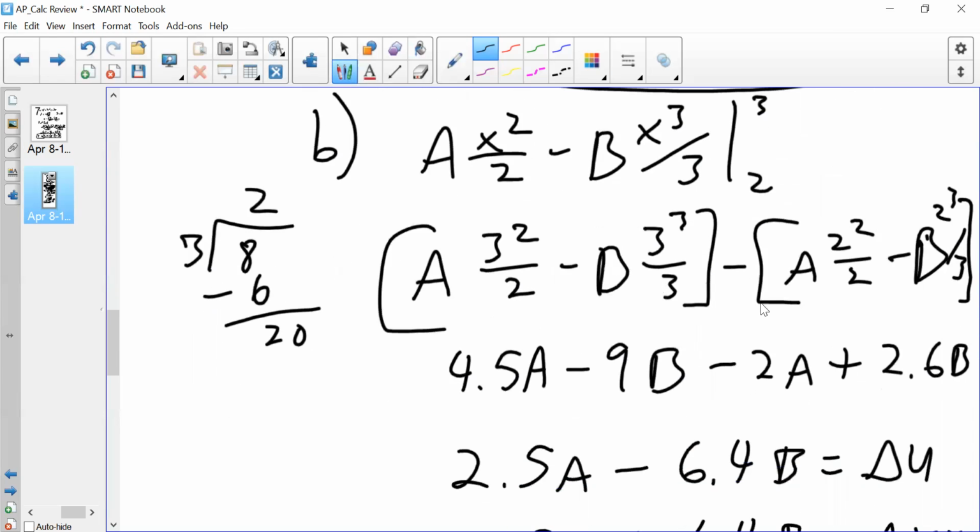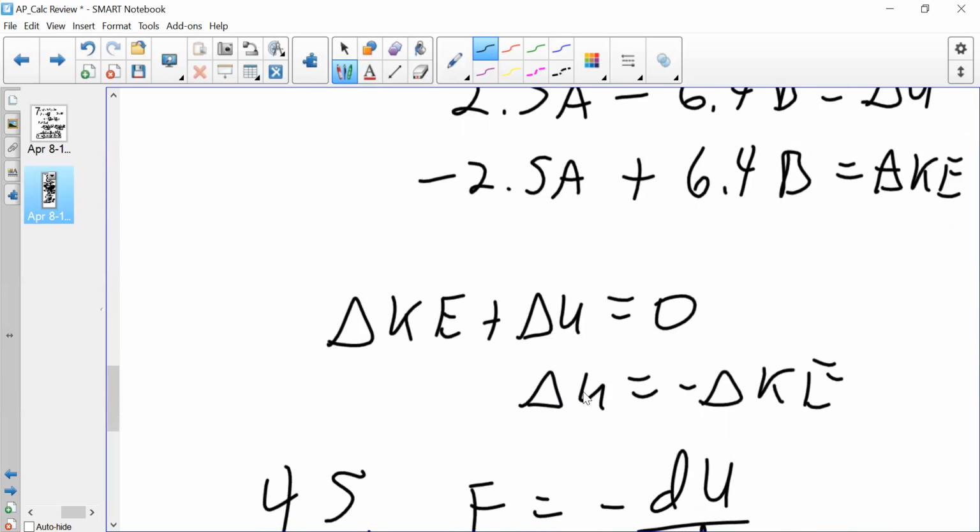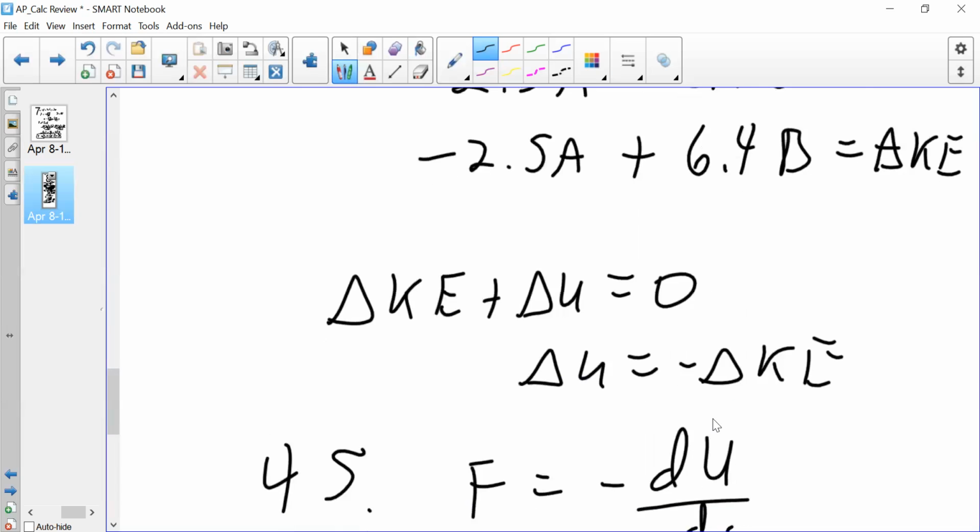Take this function, and it turns out that my change in potential energy is 2.5a minus 6.4b, and my delta KE, my change in kinetic energy, will be negative 2.5a plus 6.4b, because they're opposite. It follows from the conservation of energy equation, that delta U is negative delta KE, or vice versa. If I'm gaining potential energy, I'm going to be losing kinetic energy, and at the apex, the kinetic energy is 0 just for that moment. So that's why we do that. If one is gaining, the other one's losing, right?